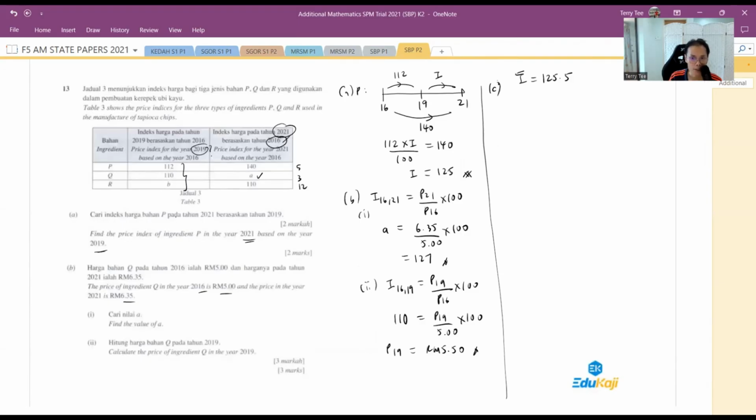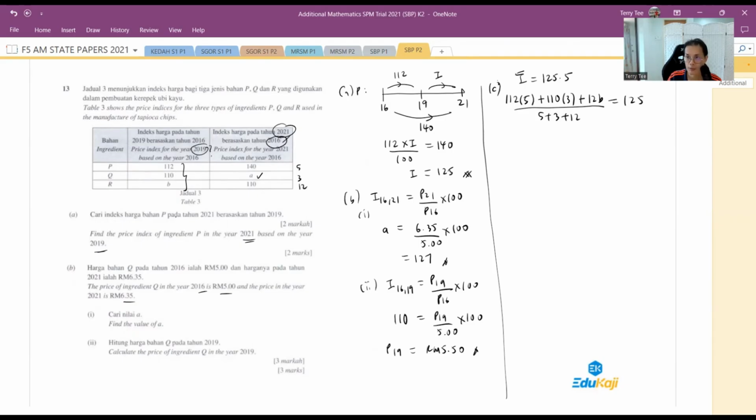Okay, I already know my B, right? My B, okay, I don't know my B. I'm finding B, right? Let's take the index 112 multiply with a weightage 5, then 110 multiply by 3. Let's take B multiply by your weightage 12, total weightage is 5 plus 3 plus 12.